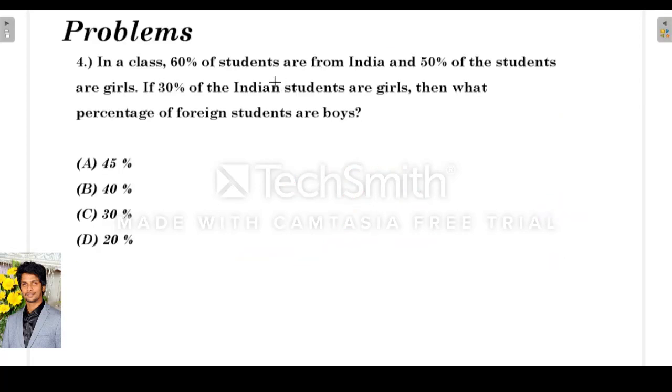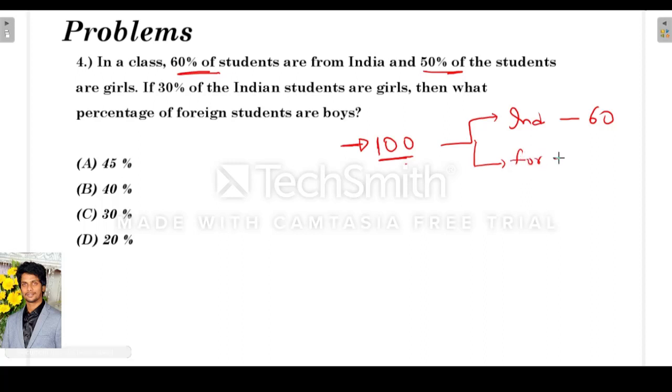The next question. So in a class, 60% students are from India and 50% are girls. So let us assume there are 100 people in a class. So now they are telling Indian. So 60% are from India. So we can say 60 are from India, because 60% of 100. So we are assuming 100 students are there. Then how many are from outside India? Foreign, let's say foreign, 40, right?